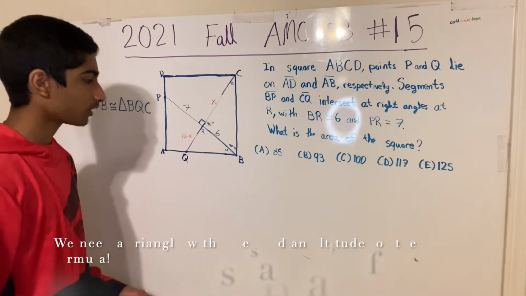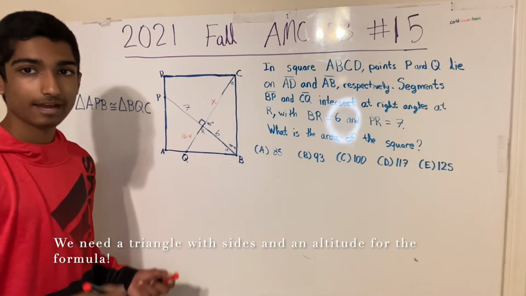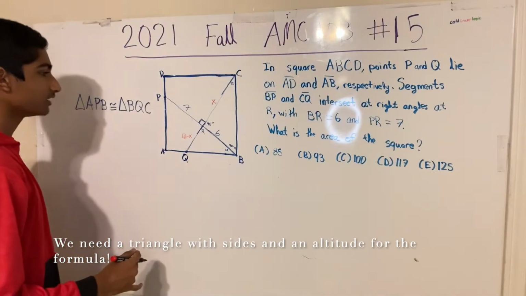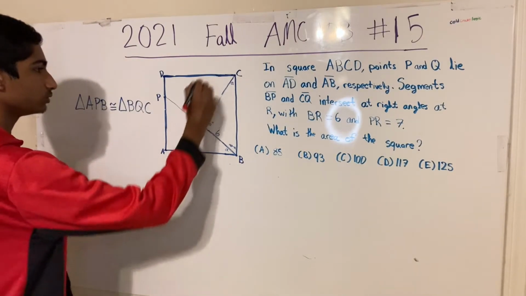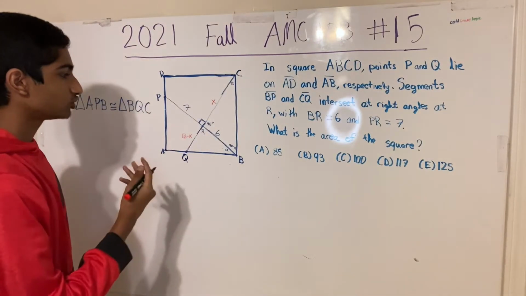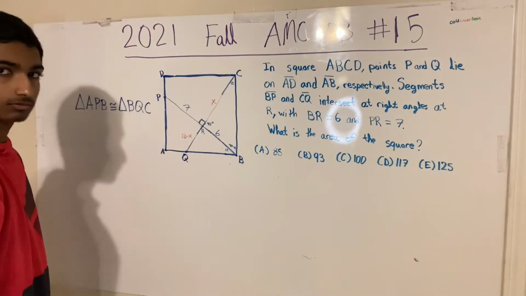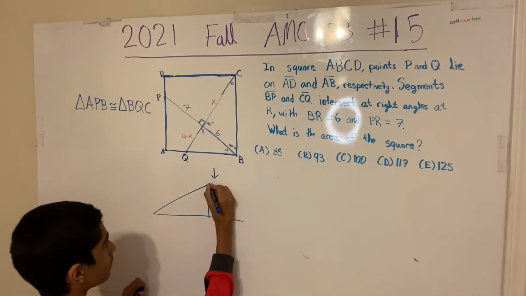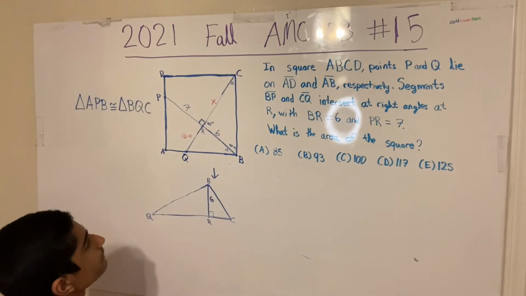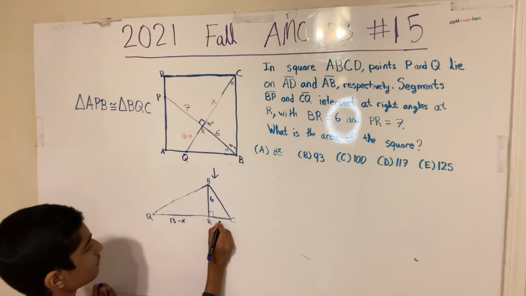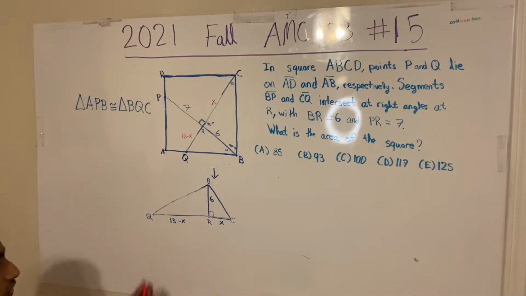Okay, what we want to do is look for a triangle with an altitude, since we have our formulas that we discussed before. And a perfect triangle for this is actually BQC. So let me draw that out really quickly. Okay, now we have this triangle right here.